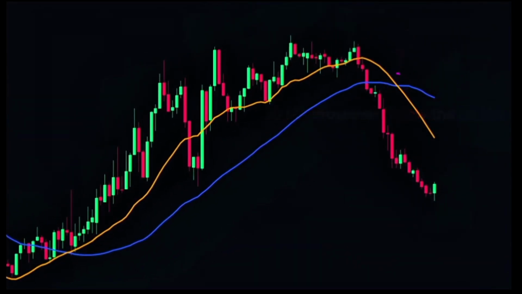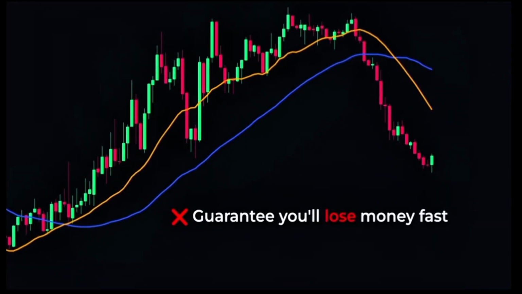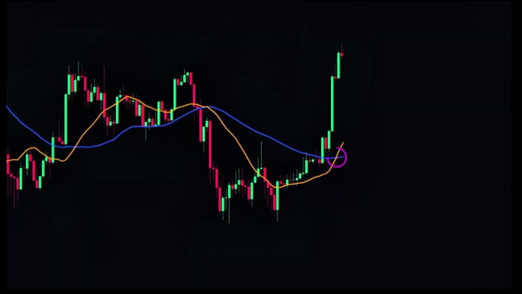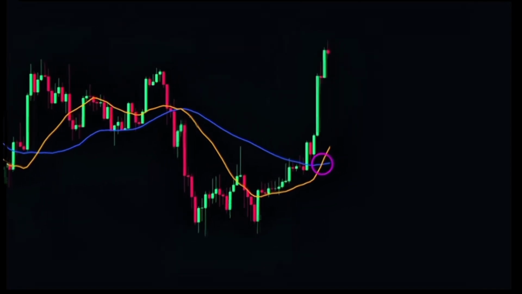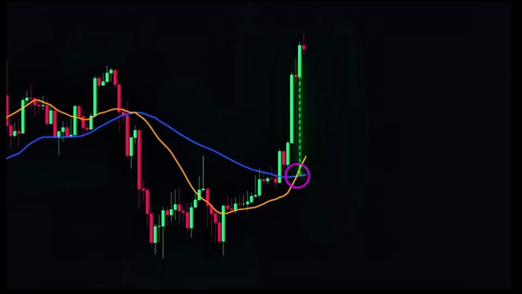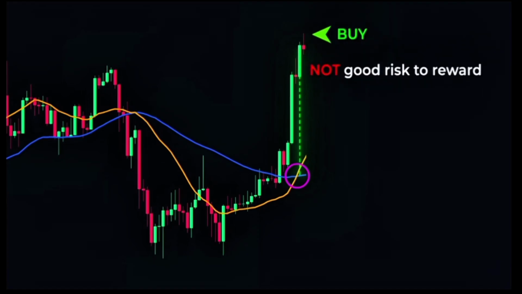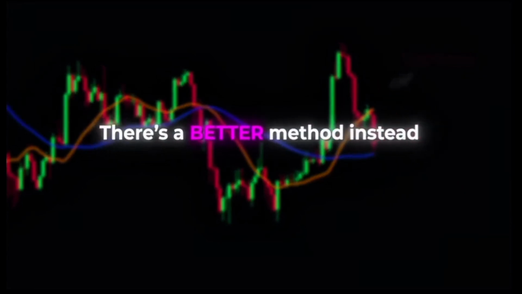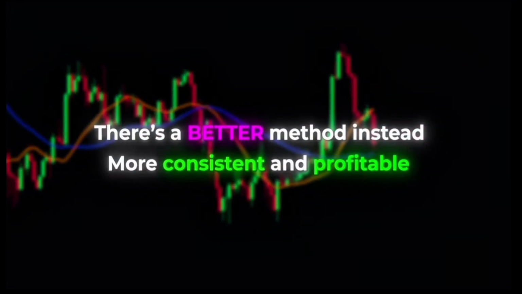While that sounds simple, trading it this way will almost guarantee you lose money fast, because in real market conditions, the signals won't be accurate. Let's look at a real example. In this chart, the 20-period moving average crosses above the 50-period. But look at where the crossover happened. Price had already gone up a lot, and if you bought at that point just because you followed the crossover signal, it's not a good risk-to-reward trade. And right after that, price drops. So, trading the moving average this way will result in many bad trades. There's a better method instead, one that'll give you way more consistent and profitable entries. By the way, you won't find this strategy in any article or YouTube video out there, so pay attention.